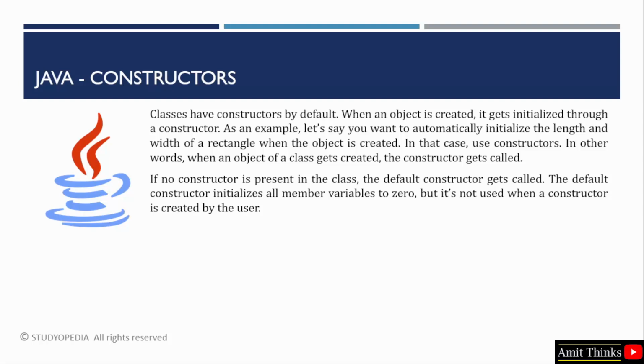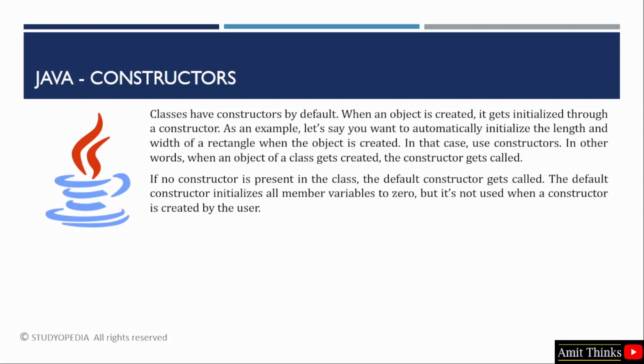Classes have constructors by default. It has the same name as the class, does not have a return type, and is automatically called when an object is created. Constructors can be default or parameterized, which we will see in this lesson. Remember, if there is no constructor in the class, the default constructor gets called.